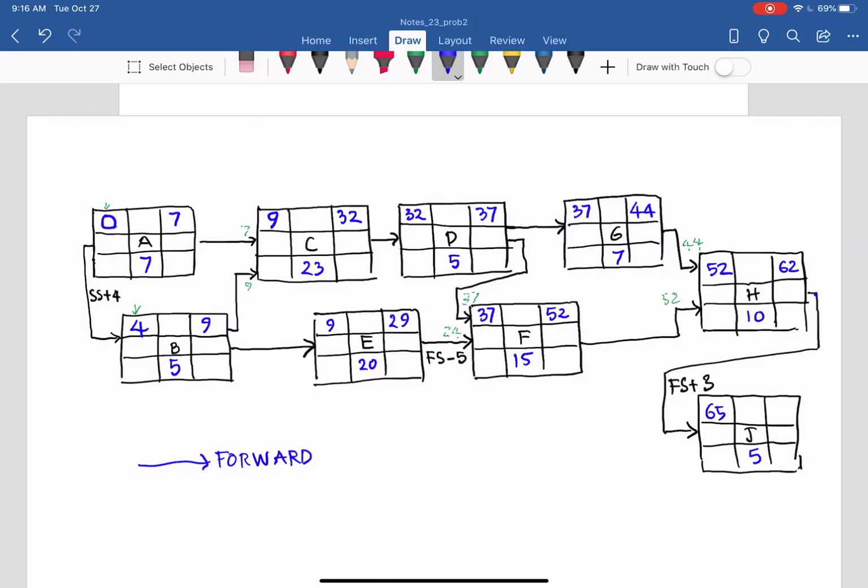Because 62 on the right side, plus 3, goes to the left side, so you put the early start. Left stands for start, right stands for finish. 65 plus 5, you have 70. So that's why this project, if you change that, becomes 70 days from 68 days. From 68 days, now it's 70 days with that lead and lag and the changed relationships.